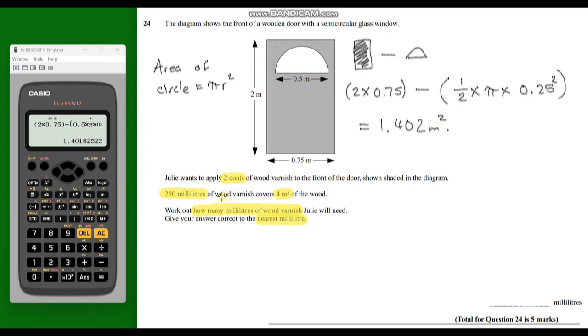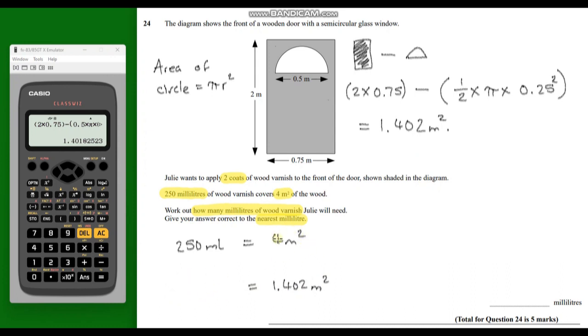Okay, now let's look at the next part of the question. It says 250 millilitres of wood varnish cover 4 meters squared of the wood. So let's write this down. 250 millilitres, that will cover 4 meters squared. Now we've got 1.402 meters squared. We need to work out how much wood varnish that will require.